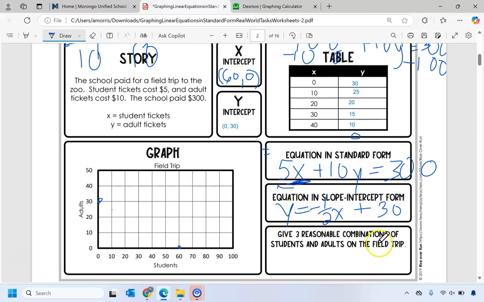So it says, give 3 reasonable combinations of students and adults on the field trip, okay? So I think 40-10, like 40 kids going and 10 chaperones, is reasonable, okay? What about, let's say we increase this by 10 more. So if 50 kids went, then that would be how many chaperones? It would be 5. Okay, is that reasonable?